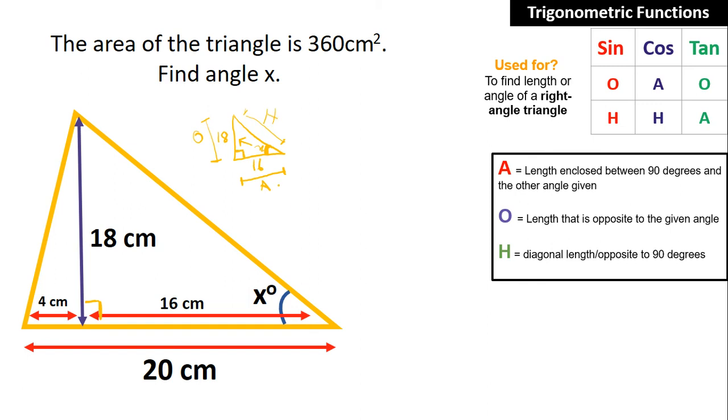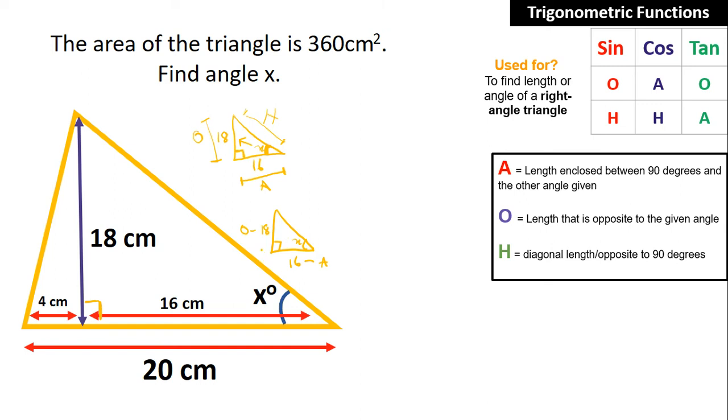This is my H. Now in this particular example, just to make it more neat, I'm going to be drawing it once more. So this is my 90, this is my x, this is my 16, and this is my 18. And in order to find this out, you can see that the 16 is the length enclosed between the 90 degrees and the given angle. So this is my A, and the length that is right opposite to the given angle becomes my O.